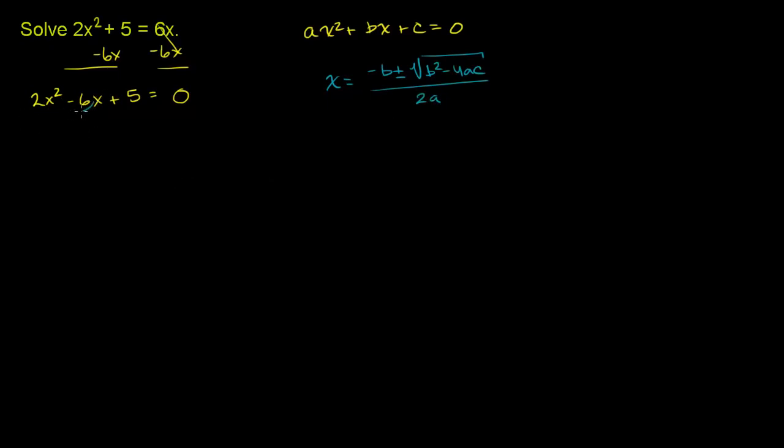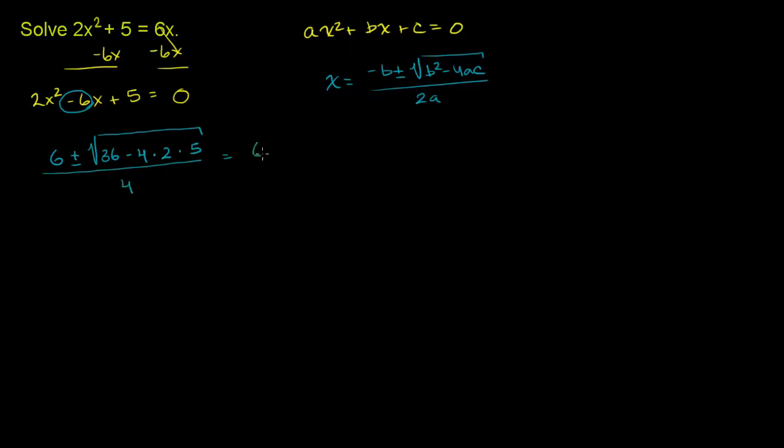Negative b, this right here is b. So negative b is negative 6. So that's going to be positive 6 plus or minus the square root of b squared. Negative 6 squared is 36 minus 4 times a, which is 2, times c, which is 5, times 5. All of that over 2 times a. A is 2. So 2 times 2 is 4.